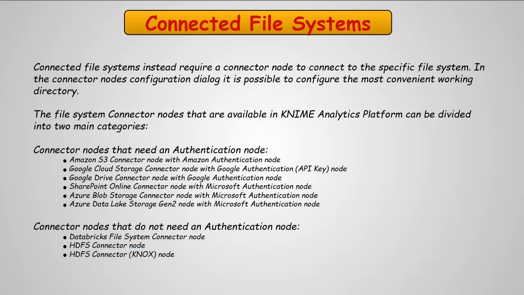So instead of a standard file system, a connected file system is going to be one that begins with a connector node, and then the connector node is going to provide the authentication necessary to reach the data underneath it. So for example, you might be going after Amazon S3 buckets, or Google Cloud Storage, or a Google Drive connector, SharePoint site, Azure, anything like that. I'm going to go ahead and work with a Google example and put together a little working flow for us right now.